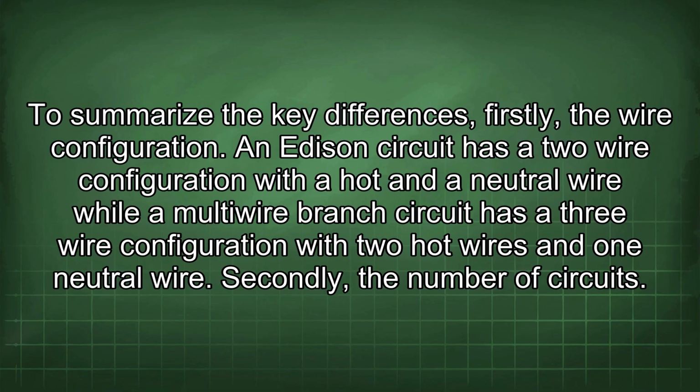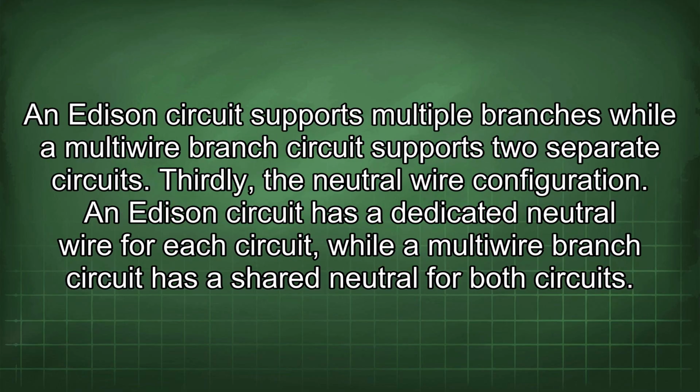To summarize the key differences, firstly, the wire configuration. An Edison circuit has a two-wire configuration with a hot and a neutral wire, while a multi-wire branch circuit has a three-wire configuration with two hot wires and one neutral wire. Secondly, the number of circuits. An Edison circuit supports multiple branches, while a multi-wire branch circuit supports two separate circuits. Thirdly, the neutral wire configuration. An Edison circuit has a dedicated neutral wire for each circuit, while a multi-wire branch circuit has a shared neutral for both circuits.